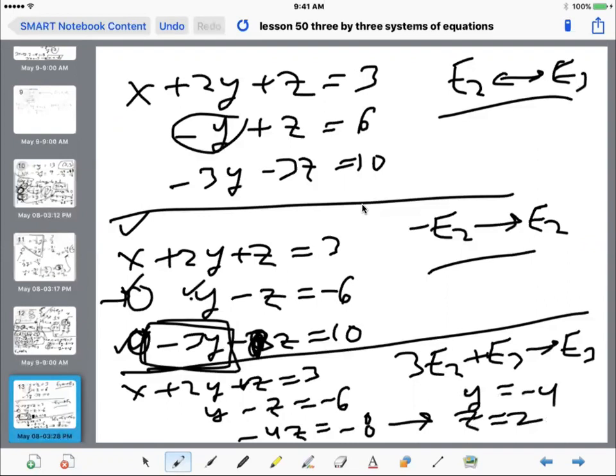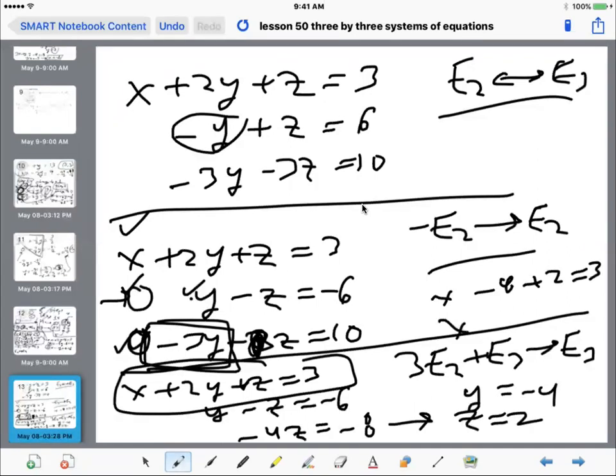And then if I plug that 2 and negative 4 into this top equation, I would get x minus 8 plus 2 equals 3. x minus 6 equals 3. x equals 9. 9, negative 4, 2. Let me just make sure that's right.